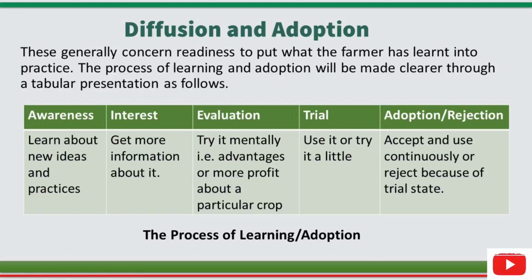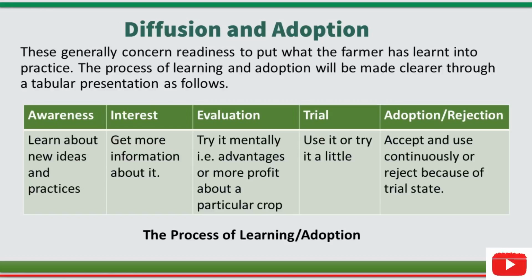These generally concern the readiness to put what the farmer has learned into practice. The process of learning and adoption will be made clearer through a tabular presentation, as we can see below. Now, the first is the awareness stage, then we have the interest stage, the evaluation stage, the trial stage, then the adoption and or rejection stage. Under the awareness stage, learning about new ideas and practice is prevalent.